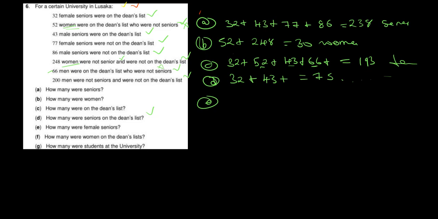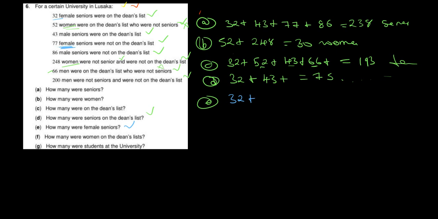For E we are saying, how many were female seniors? So seniors, we'll start with 32 female seniors, so these were just seniors, plus. The question is telling us to find how many were females. So these were women, females. 77 females were not on the list, but they are just asking us how many were females. So we go where female is mentioned.